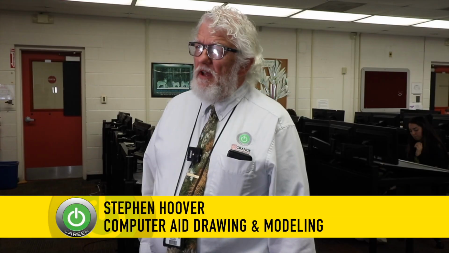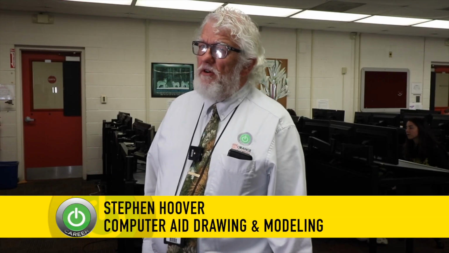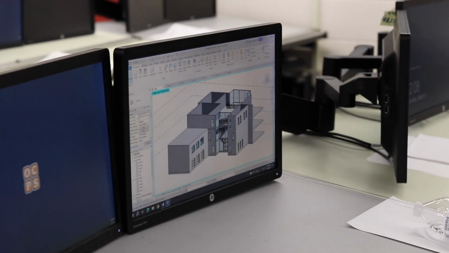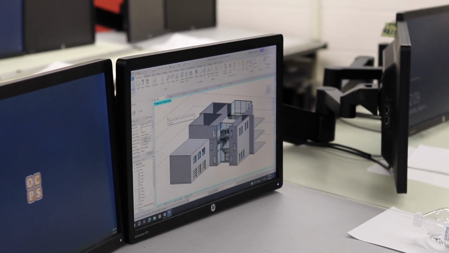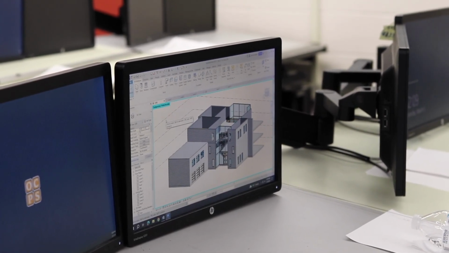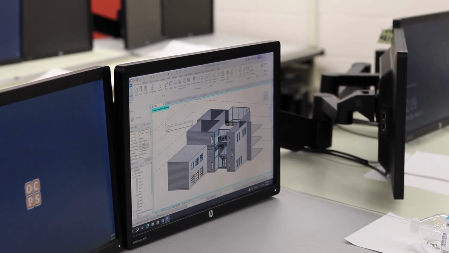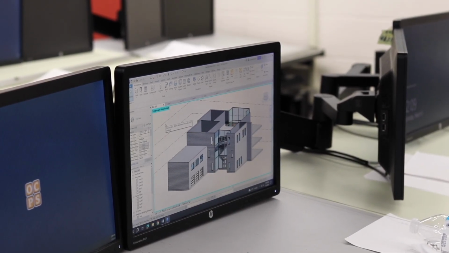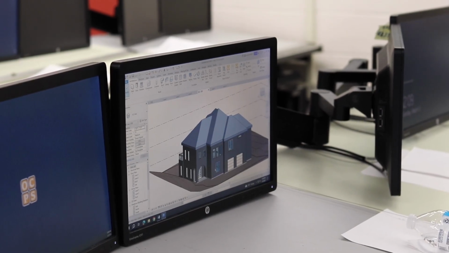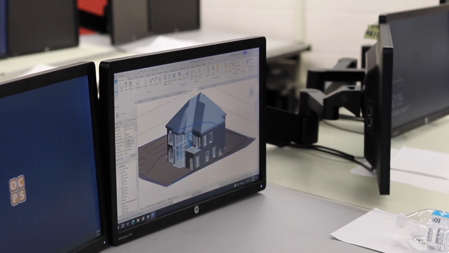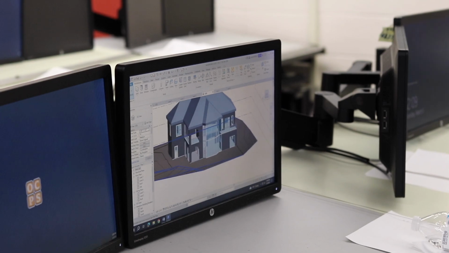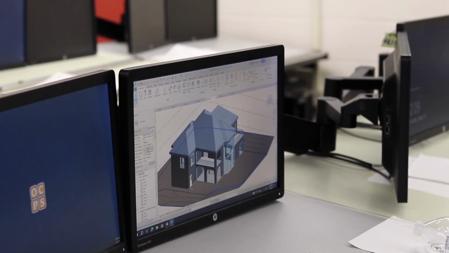Stephen Hoover. I am the instructor for the computer-aided drawing and modeling class here at Orange Technical College South Campus. This program is 1,200 hours long for adults. We have it divided into 3 classes. The first class is CAD and Modeling 1, which encompasses the AutoCAD software.